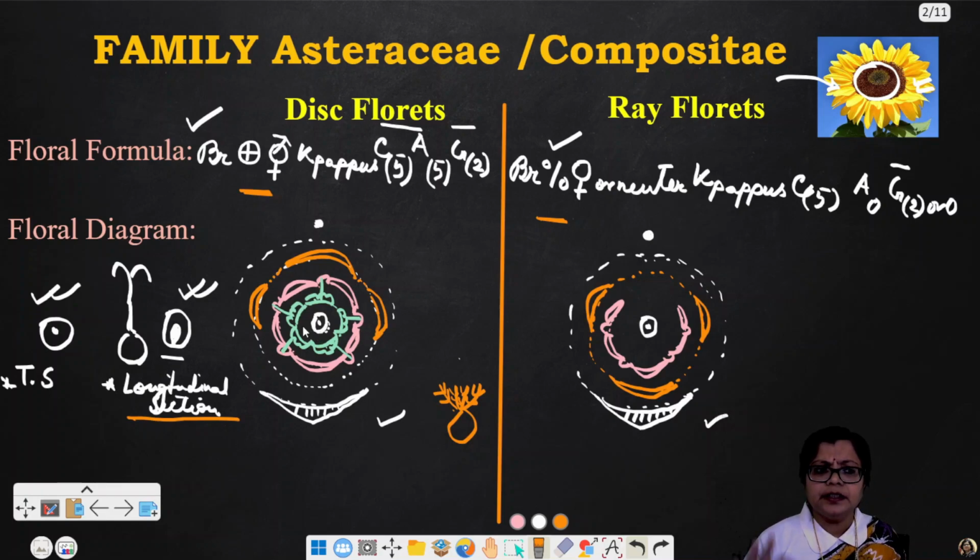I feel the floral formula and the diagram are absolutely clear to you. No need to remember. You understand logically, and from outside to inner side you write or draw, it will be absolutely correct. Is it clear? I feel it is clear.